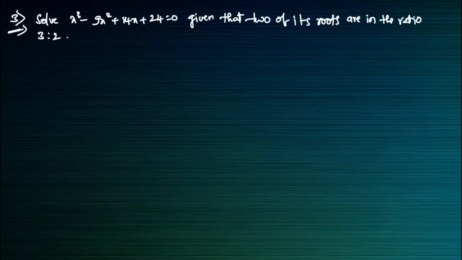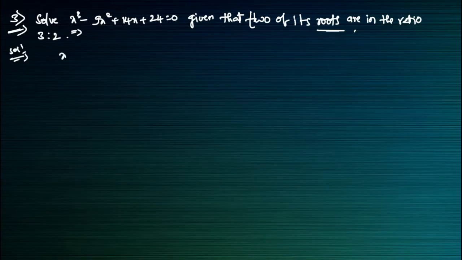So dear students, the next equation is here. Solve x cube minus 9x square plus 14x plus 24 is equal to 0, given that 2 of its roots are in the ratio 3:2. So please students, this is a very important question. You can expect it for 2 marks in your board exams. Please concentrate on this one.